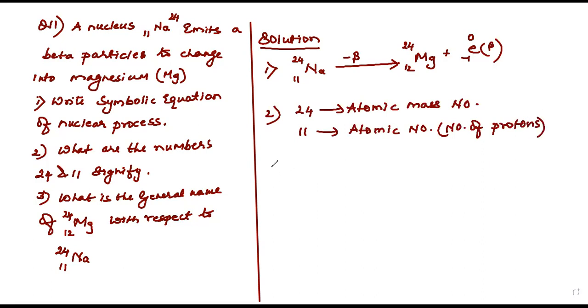Okay. Now, third one. What is the general name of 24Mg12 with respect to 24Na? Many of them will give me a wrong answer. They may call it an isobar. But see the question. They are isobars, no doubt. But what is the general name of this, magnesium 24, 12, with respect to sodium 24?